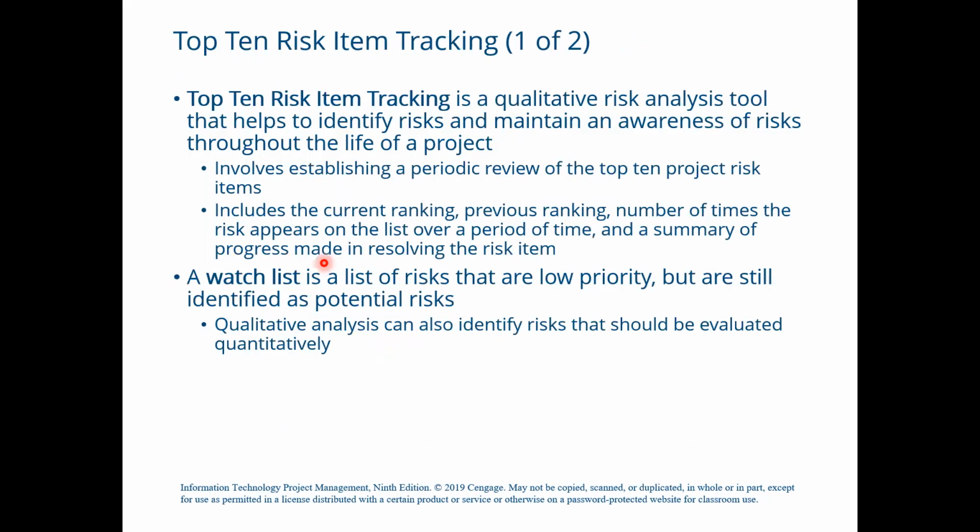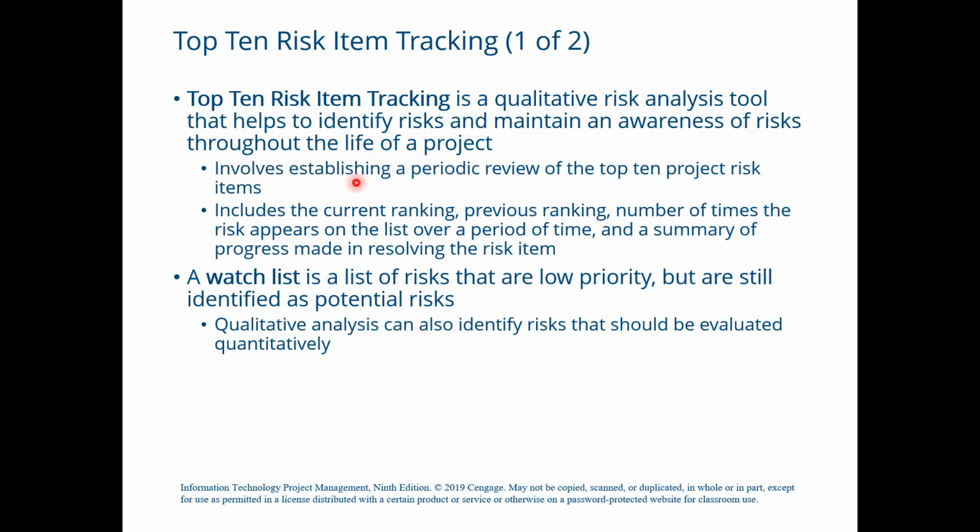The second technique for qualitative analysis is top 10 risk item tracking. Top 10 risk item tracking is a method that takes periodic reviews of the project and creates the top 10 risks. This establishes how the risks are rated and how many times the risk appears throughout the process. So it's actually a qualitative risk analysis tool that helps to identify the risks and maintain an awareness of risks throughout the life of a project.